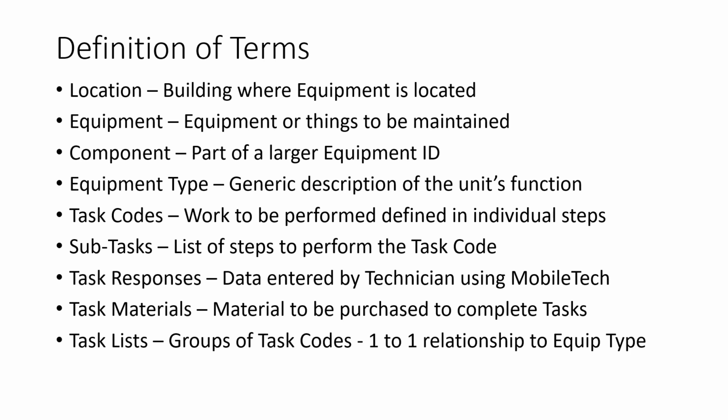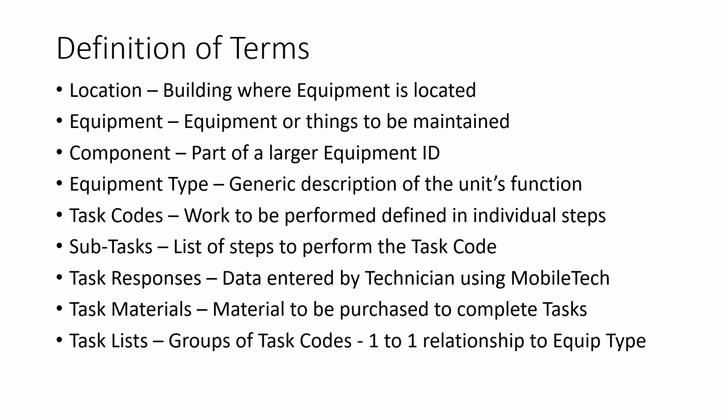Task codes are simply the steps done in a preventative maintenance task list. It defines the work to be done, such as change filters, change belts, inspect electrical connections, and those types of things. Subtasks are a part of task codes that simply give us a list of order of operations and the steps to perform the specific task.